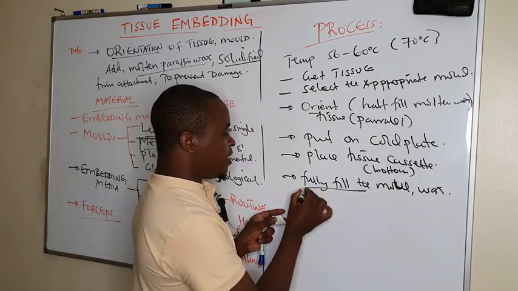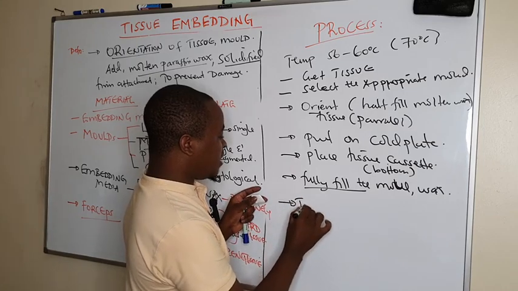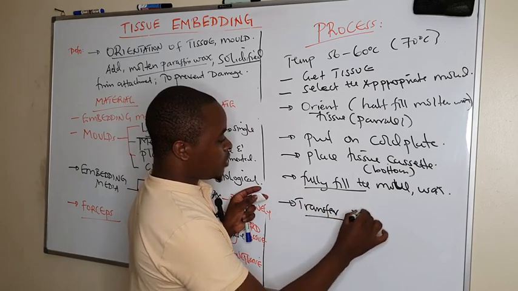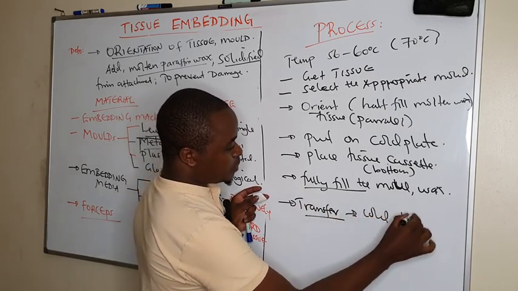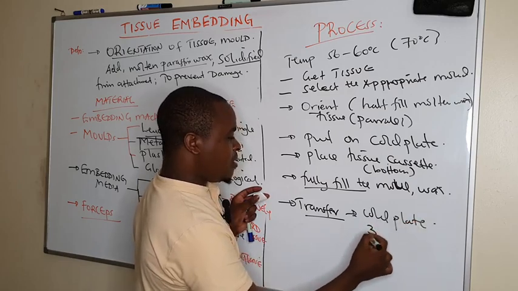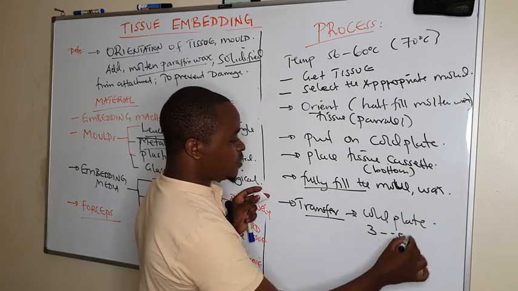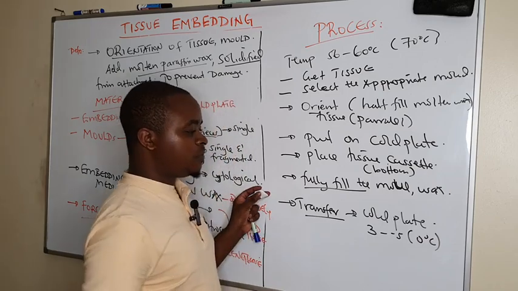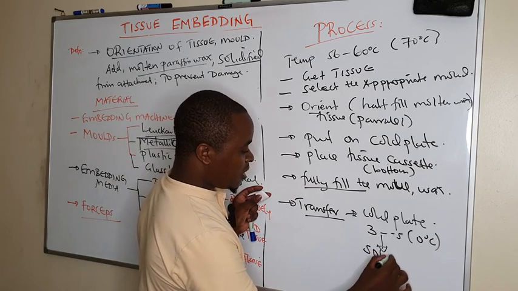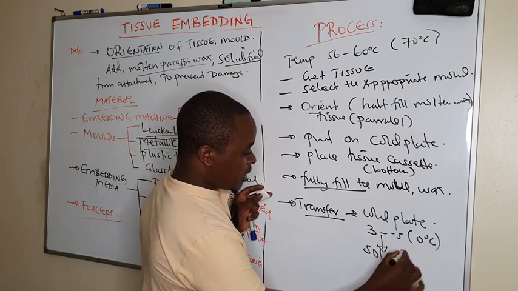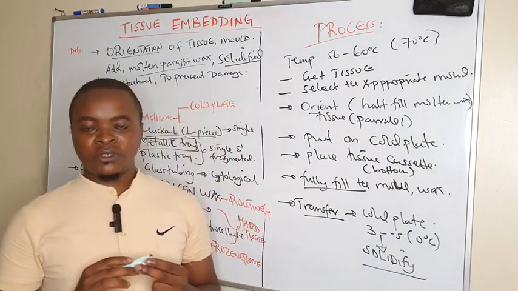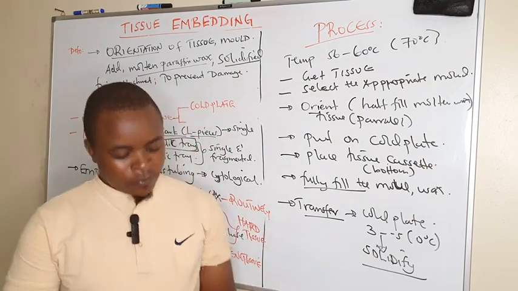And after fully filling it, it is now transferred. We transfer this preparation to the cold plate, and this cold plate is maintained at a temperature between 3 to -5, or sometimes we prefer 0 degrees centigrade. And this is going to enable the wax to solidify. After solidifying, that's when we shall be done with our process of embedding. So this is the summary.